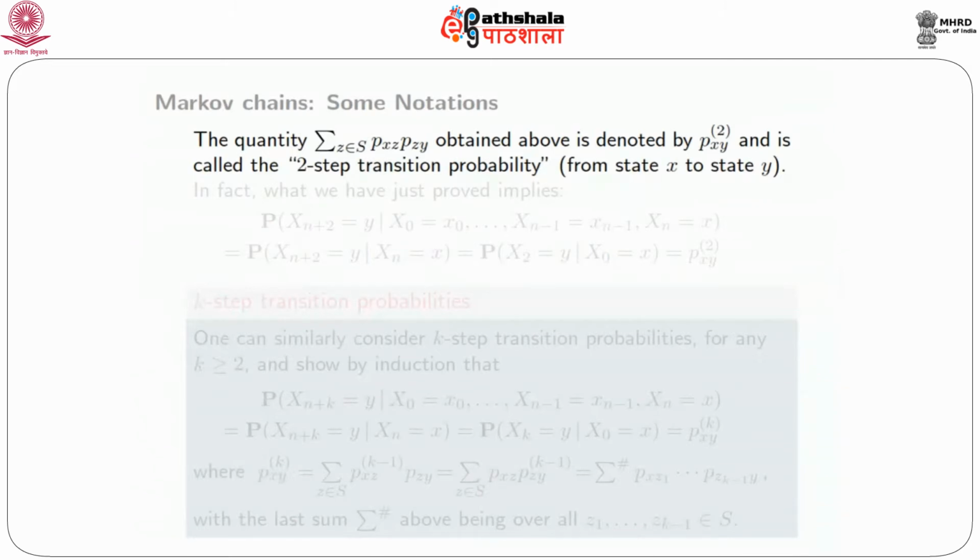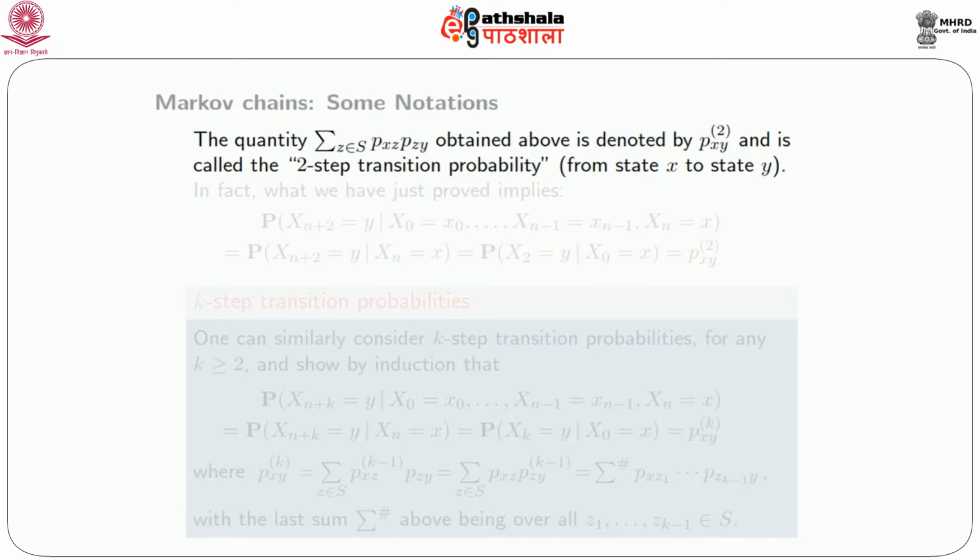So the two-step transition probabilities that we are interested in turned out to be this. But the important thing to note here is that this particular quantity that we have obtained is denoted by Pxy super bracket 2. We put bracket 2 and not just 2 to avoid confusing this with Pxy squared. And this is called the two-step transition probability from state x to state y.